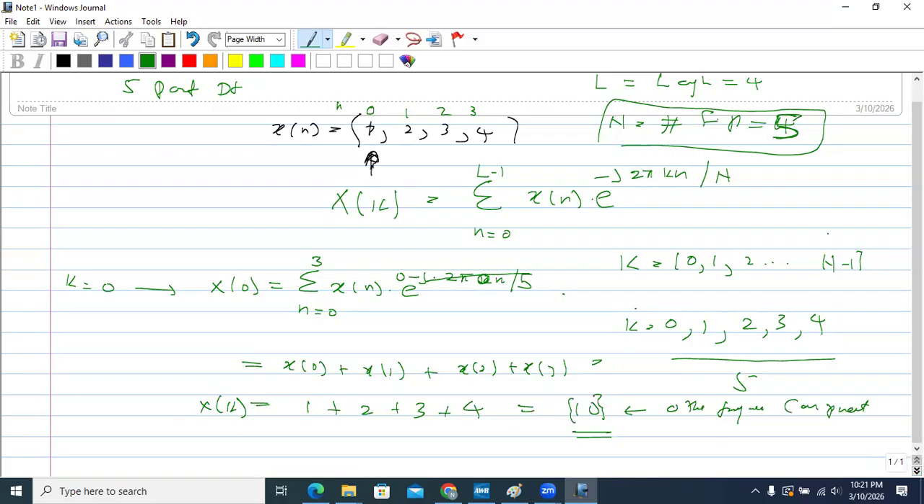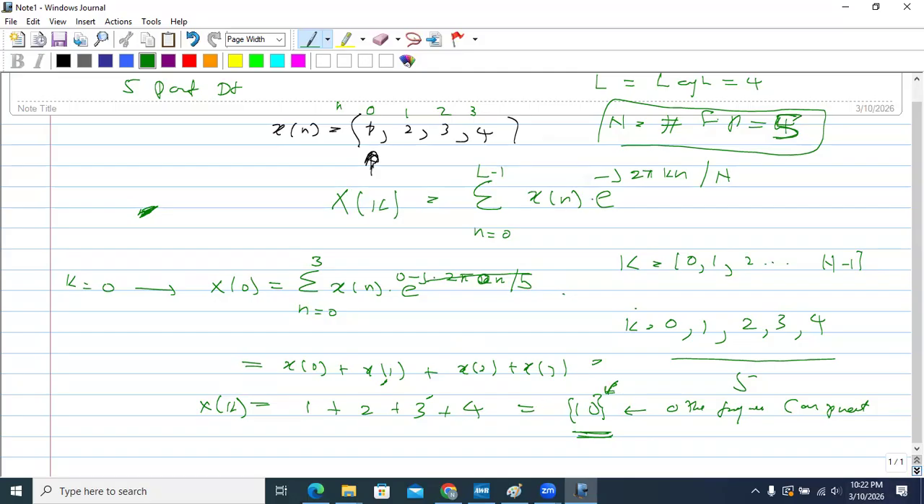Sorry, sir. This is the value of voltage. Okay, the zeroth frequency will be this. Oh, this is the zeroth frequency component. So this is the frequency actually. So this is the zeroth frequency component, and that is 10.